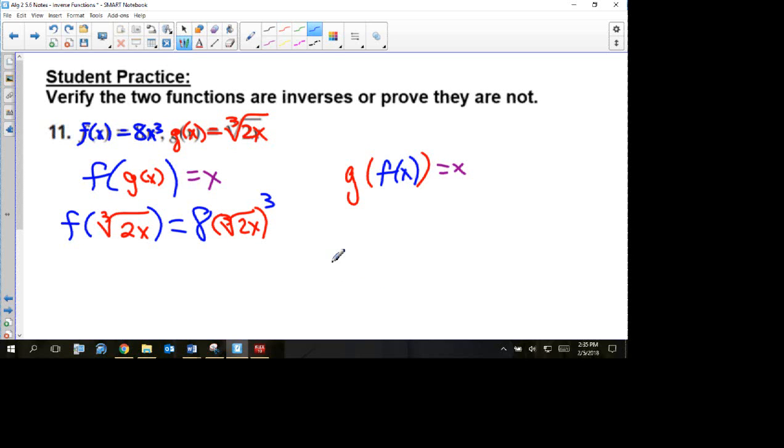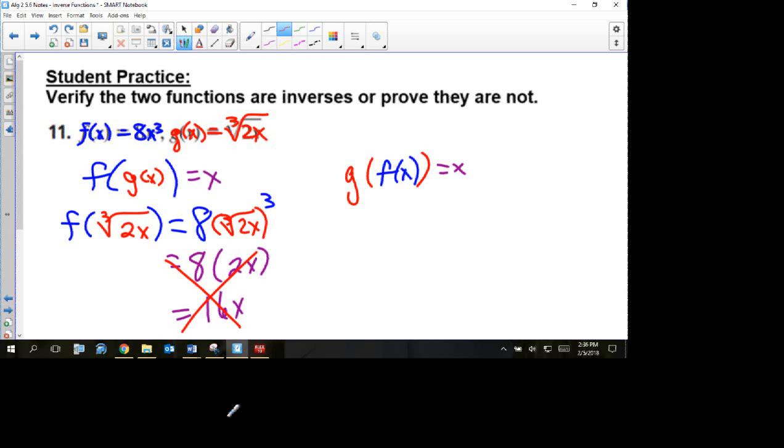And we don't touch the left side, we're going to touch the right side. We're going to cube it first. I'm going to have 8 multiplied by the cube root of 2x cubed. What happens when you have a cube and the cube root? They cancel each other out, we get 2x. And then you multiply those together and you get 16x. Does that equal x? So these are not inverses. Or you made a mistake. Well, I'm going to say that they're not.